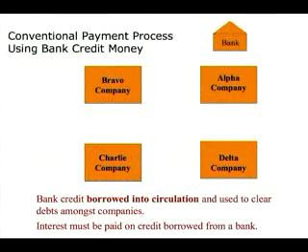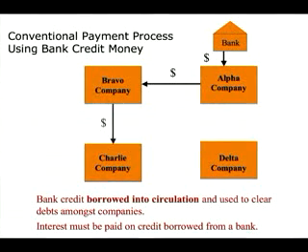Here's an example of the current process. Let's suppose you have 4 companies. Each owes the other $100. The only way those debts can be discharged in the current system is for someone to borrow money from the bank. So let's say the Alpha company borrows the $100 from the bank. It uses that $100 to pay Bravo. Bravo owes Charlie company $100, so it uses that money to pay Charlie.